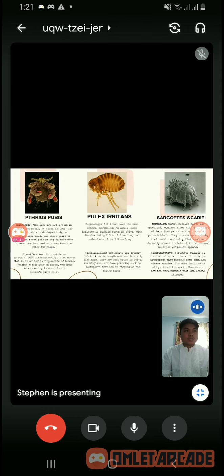The morphology of Sarcoptes scabiei mites are sometimes spherical, eyeless mites with 4 pairs of legs and 2 pairs behind. They are recognizable by their oval, ventrally flattened, and dorsally convex tortoise-like bodies and multiple cuticular spines. The classification of the Sarcoptes scabiei is sometimes called a parasite mite that burrows into skin and causes scabies. Ito yung scabies, yung galis aso. Pag malimbawa may nakita kayong bata na yung may galis sa paa, yun na yun.